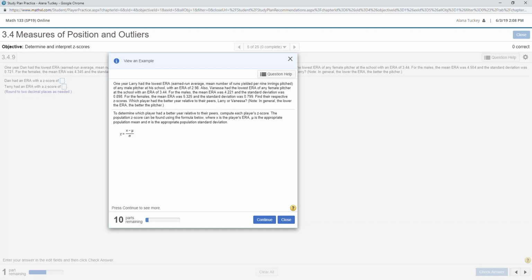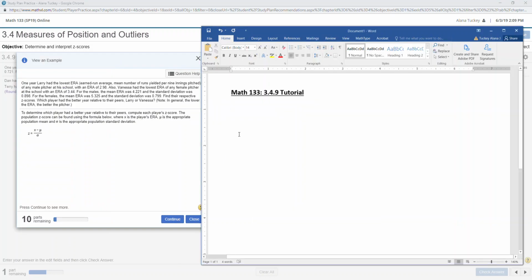All right, so let me pull up a Word document really quickly. We'll start off with we want to know Larry's z-score. So that's the first one we're going to find. The z-score formula is given to you right here in the document: x minus mu divided by sigma, or it's x minus x bar divided by s if this was a sample versus a population. They're treating this as if it's the population of all these students for that year.